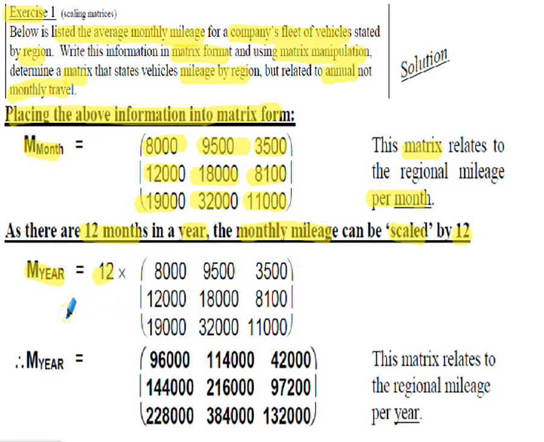So applying the factor of 12 to every element in the month matrix, I end up with my year matrix, and I'll let you work through the calculations at your own pace, as shown here. This is now a matrix for regional mileage per year.